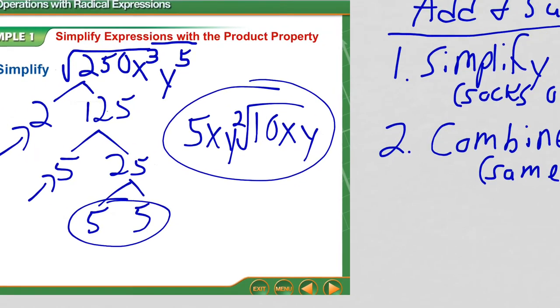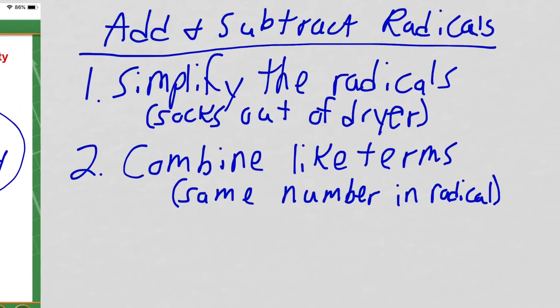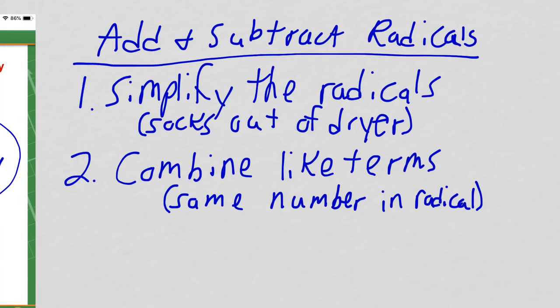So now what we're going to start with is how do we add and subtract when there's radicals? So here I have some steps for you. First thing you want to do is simplify the radicals. So that's what we were just doing, was taking the socks out of the dryer.